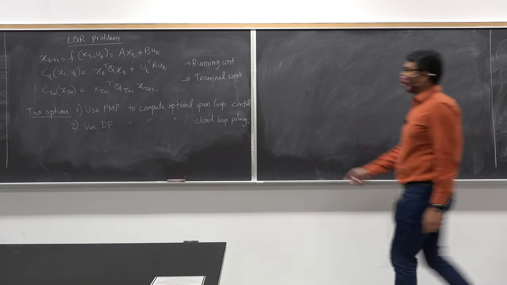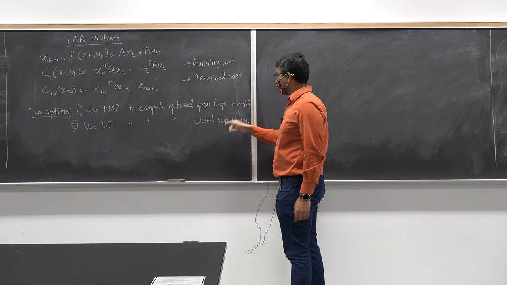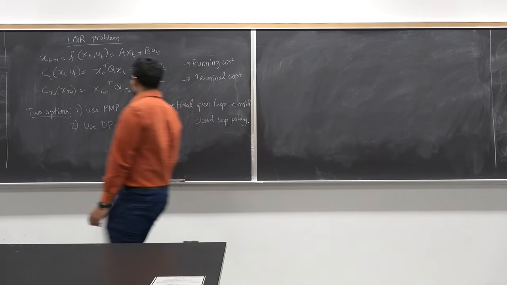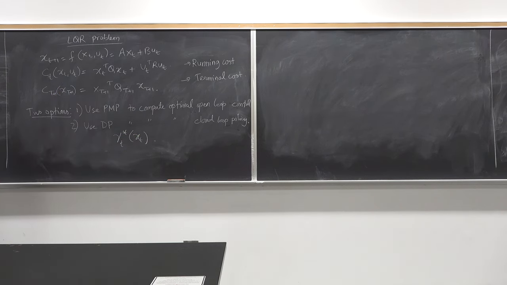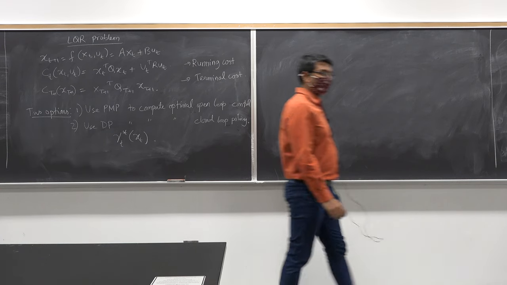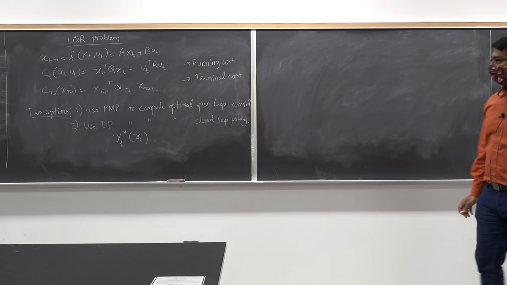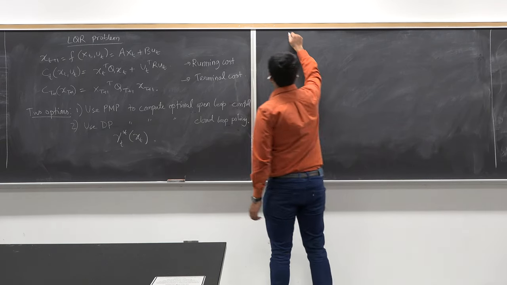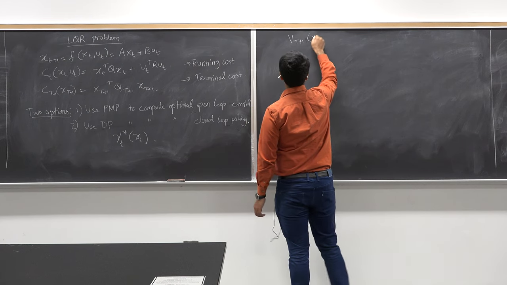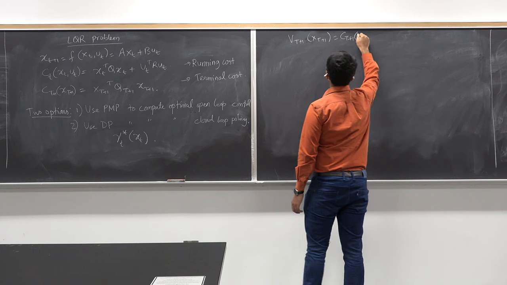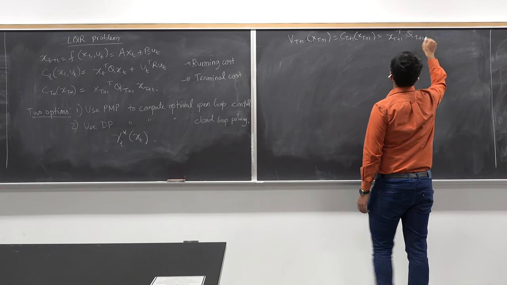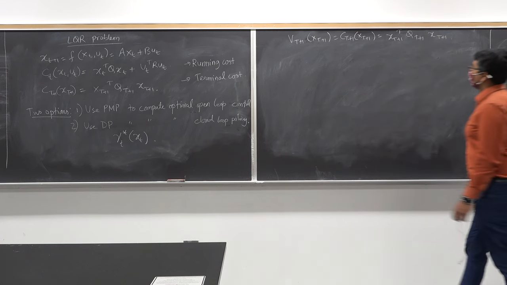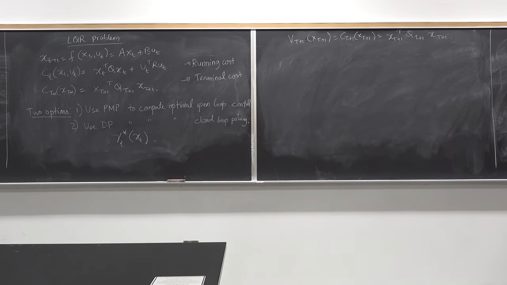Okay, so we'll use DP, and we want to find the optimal closed loop policy, which means I want to find gamma t star as a function of x t. Okay, so what's step one? In dynamic programming, we need to define the terminal value function. So I'm going to define V t plus 1 of x t plus 1 as c t plus 1 of x t plus 1, which is x t plus 1 transpose Q t plus 1 x t plus 1. That's my terminal value function.